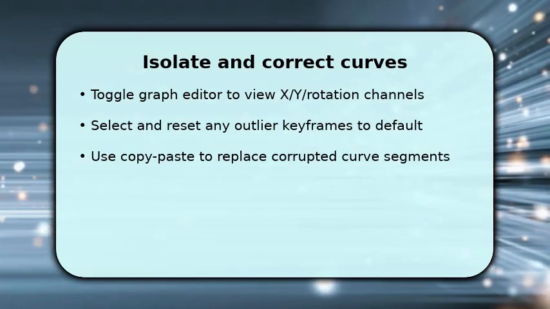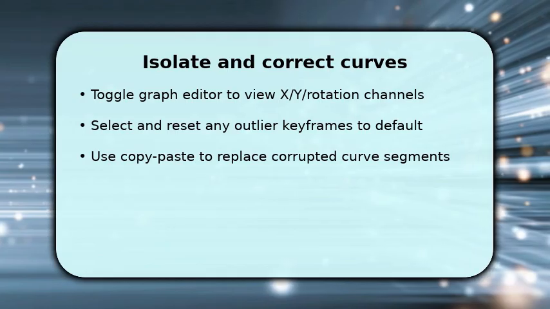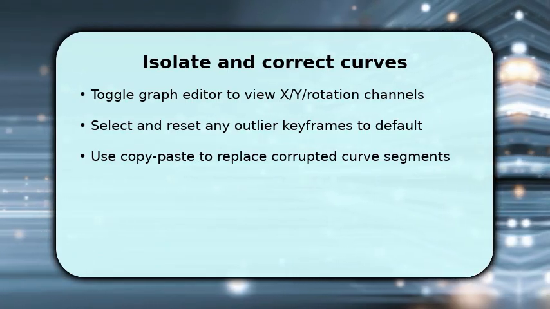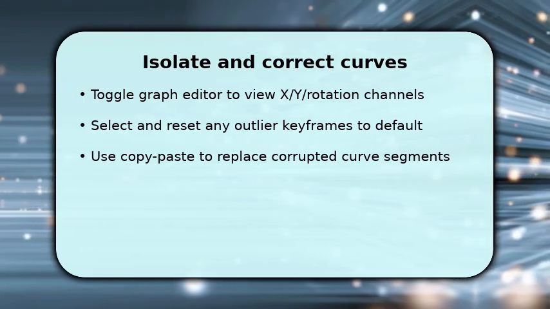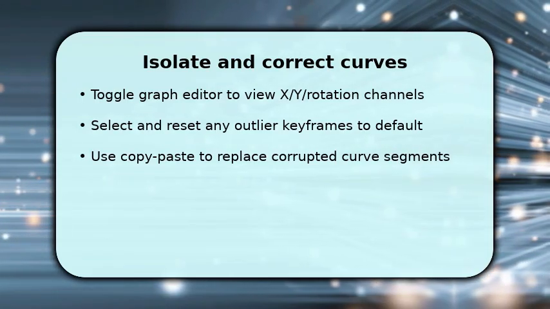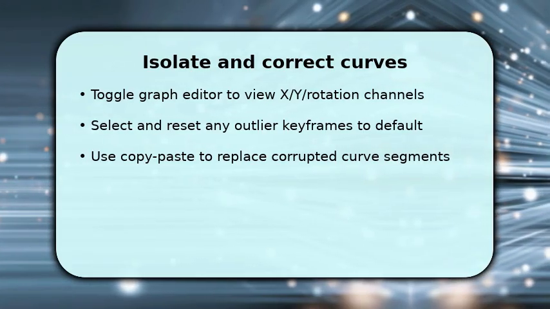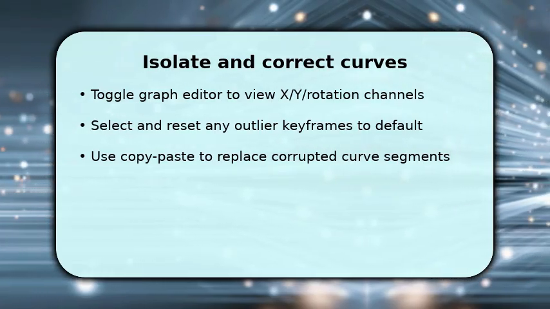You now isolate which channel, position X, Y, scale, or rotation causes the graph error. Once isolated, select contiguous suspicious keyframes and reset them to their nearest default or previous good value. This often removes spikes. If resetting breaks motion, copy a functioning curve segment from an adjacent layer or earlier timestamp and paste it over the corrupted section.